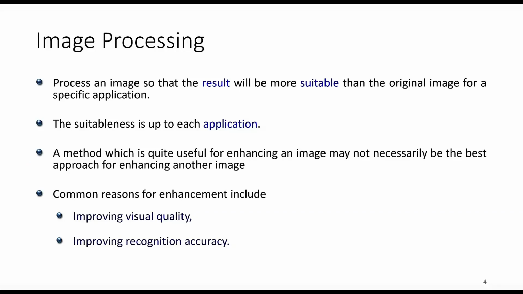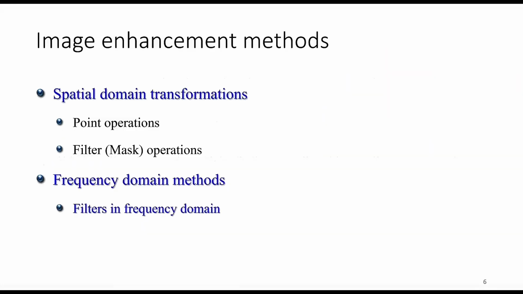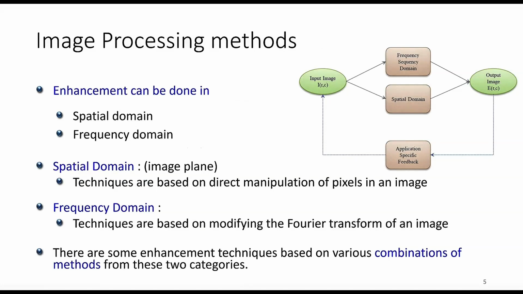Okay, so therefore we have to have a series of methods, or a bunch of methods that we can pick here and there, to try to find our best. Common reasons for enhancement include improving visual quality and improving recognition accuracy. I think this is very basic. Now, one way is either to stay in the spatial domain or transform to the frequency domain. Frequency domain is the next topic, so we'll discuss the spatial domain.